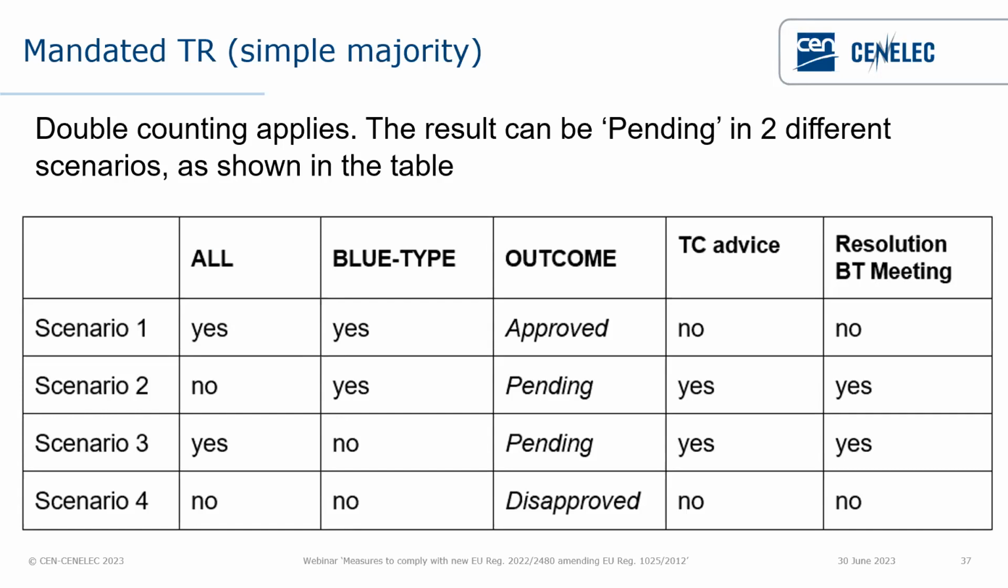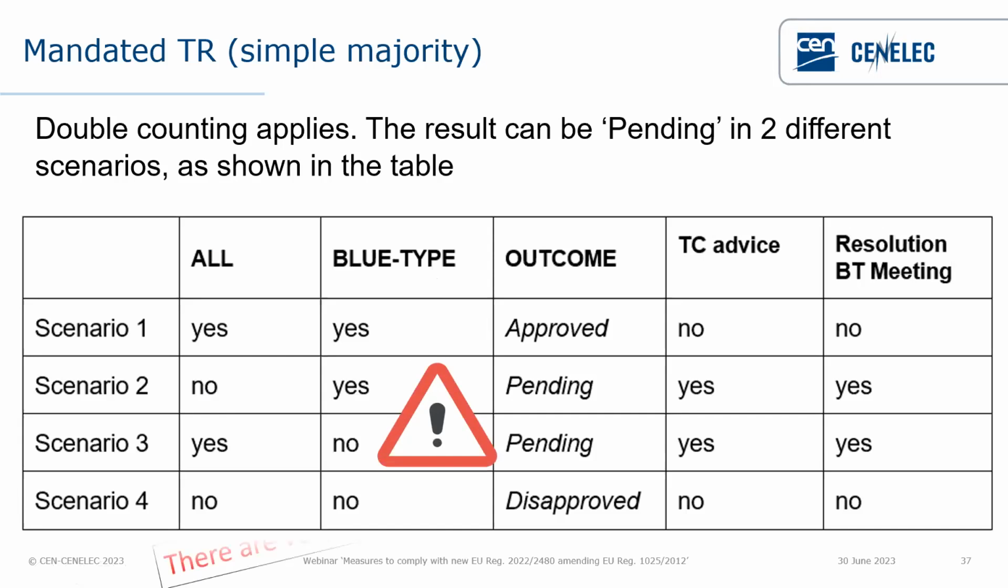While for weighted vote, the second counting of blue type members is already foreseen, for simple majority, this is not foreseen. So the pending will happen every time there is a discrepancy between the outcome of the voting considering all members, and the outcome of the voting considering the blue type members. And so it applies exactly what I just explained.